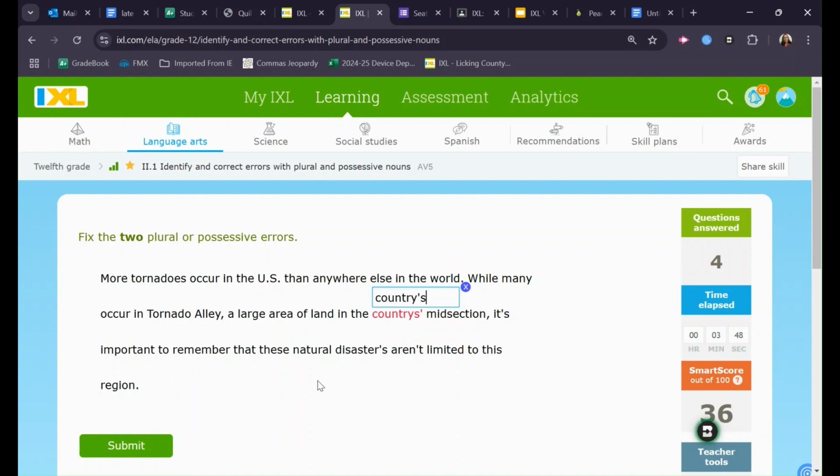Okay, moving on, it's important to remember that these natural disasters aren't limited to this region. The word disaster, is it plural? Yeah, multiple natural disasters. I've got the word these right there. Okay, is it possessive? Nope. There's nothing after the word disasters that's being possessed here. So this is just a plain old plural word. I'm going to go back to elementary school and just add the S on there. There's nothing else I need to do for that word, except make sure I spell it right, because if I don't, I'll get this question wrong. Disasters. You see the word star in there, like Astra.